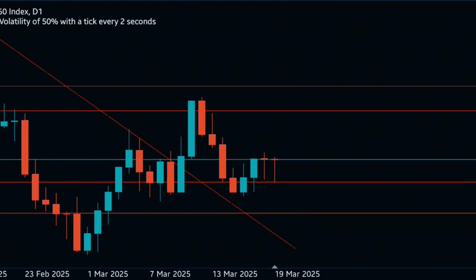So this is the daily. As you can see, this is an indecision candle, this is an indecision candle, this is an indecision candle, so we can't say yet. Now we'll be going straight to the 4 hour.